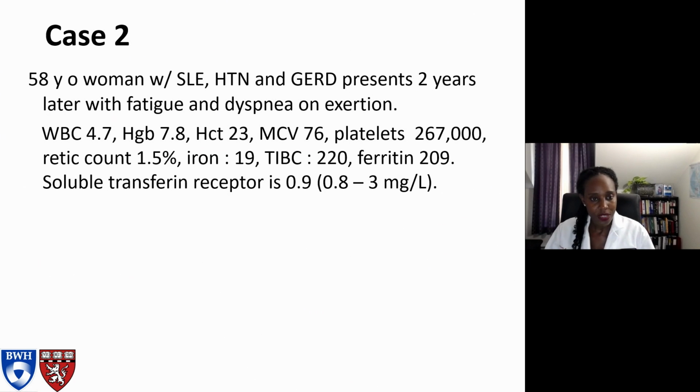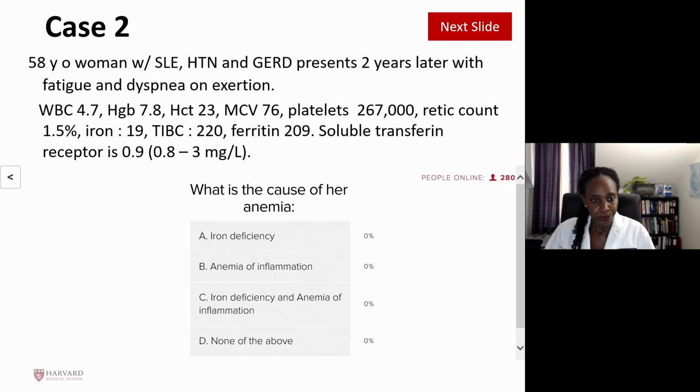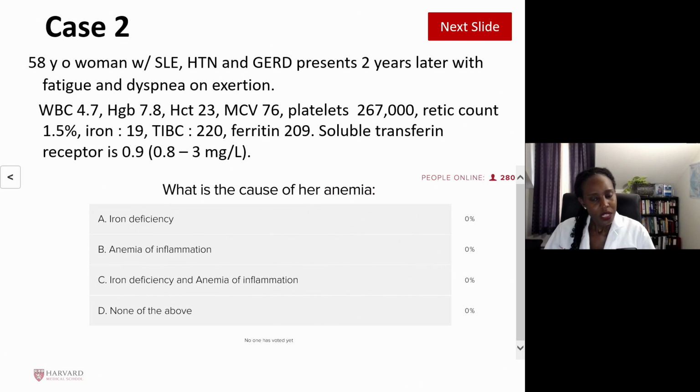Her white count is 4.7, hemoglobin is 7.8. Her MCV is low, platelet count is normal, retic count 1.5%, serum iron is 19, TIBC 220, which is normal, and her ferritin is 209. Her soluble transferrin receptor is 0.9. What is the cause of her anemia now?